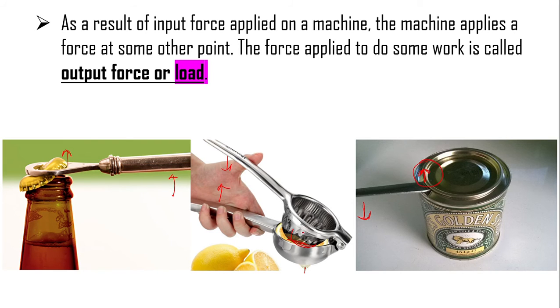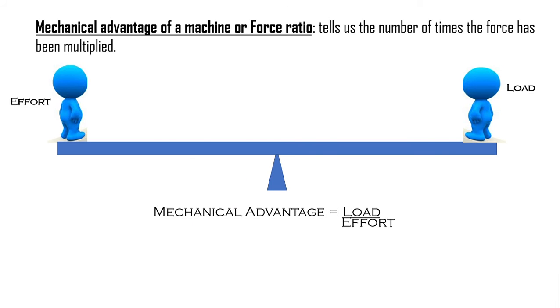This force over here is called the load. Whatever force we apply is called effort. Whatever force the machine applies because of us applying a force is called load. As a result of the input force that we apply on a machine, the machine applies a force at some other point. This force applied to do the work is called the load, or output force. Understand these terms, as they will be used quite often.